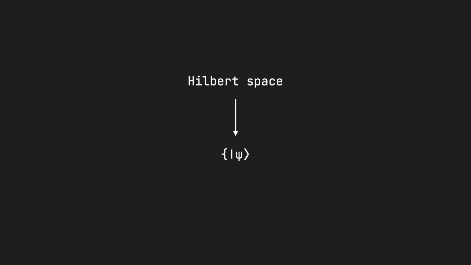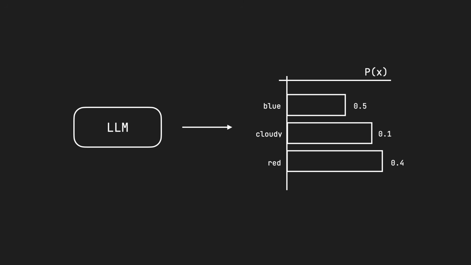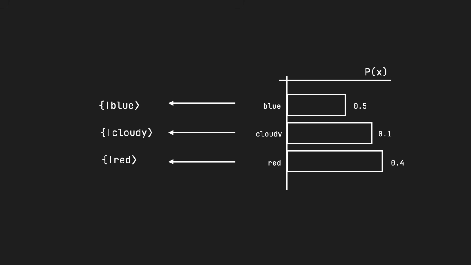And how do we utilize this idea with our classical view of LLMs? When you look at an LLM, you have a probability distribution. Each of these probabilities in the distribution, one for each element in the vocabulary of the LLM, could map to a basis vector.